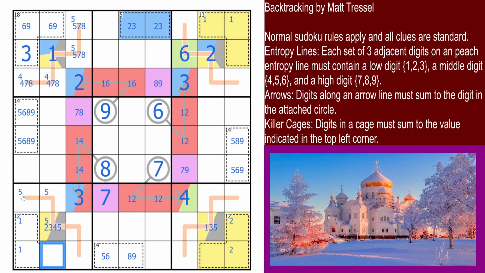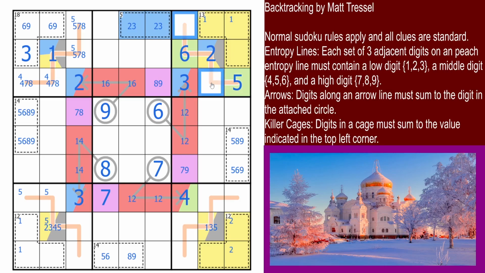Oh, wait, but now 5 could be here also. Oh, no, I think I'm looking at the wrong place. Now, what else? Where can I? Oh, that's 6. What is that? That has to be 5, right? Because that has to be middle digit. Yeah, I should put more attention to these lines, I think. Yeah, that's middle digit and it cannot be 4, cannot be 6. It has to be 5.